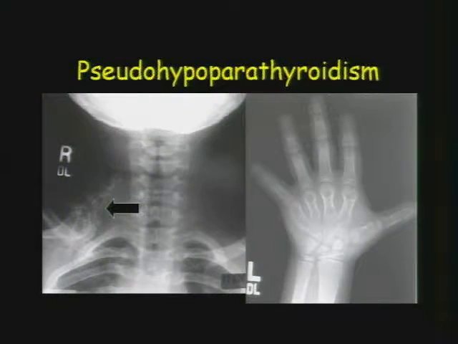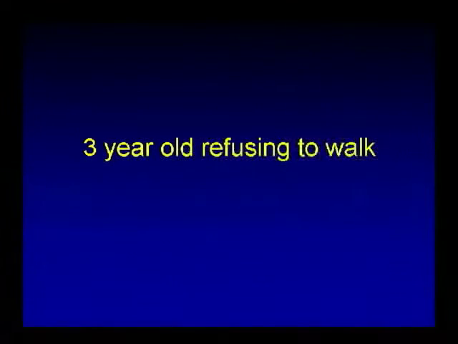Here's a case of pseudohypoparathyroidism where not only the fourth, but pretty much all of the metacarpals are short, and you can see that there's heterotopic calcification from the abnormal phosphate deposition.